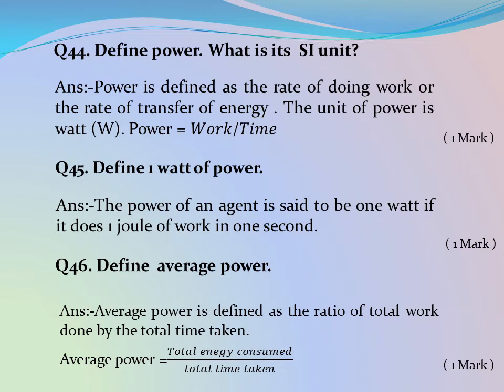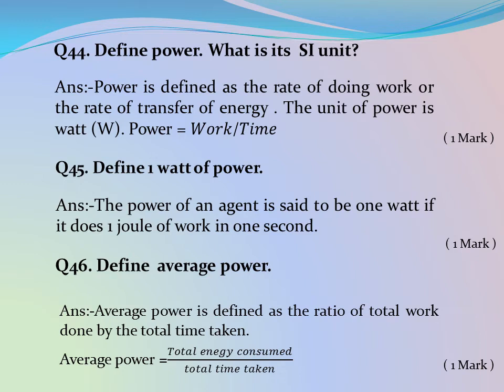Question number 44. Define power. What is its SI unit? Answer. Power is defined as the rate of doing work or the rate of transfer of energy. The unit of power is watt. Power equals work by time.